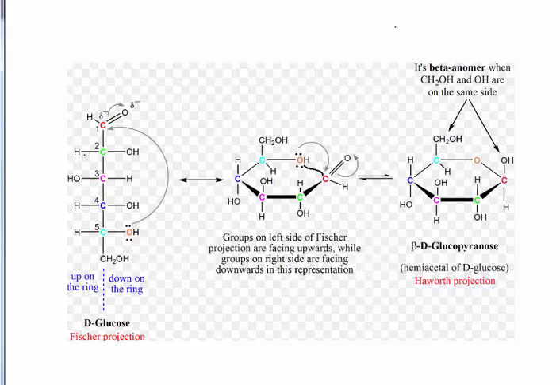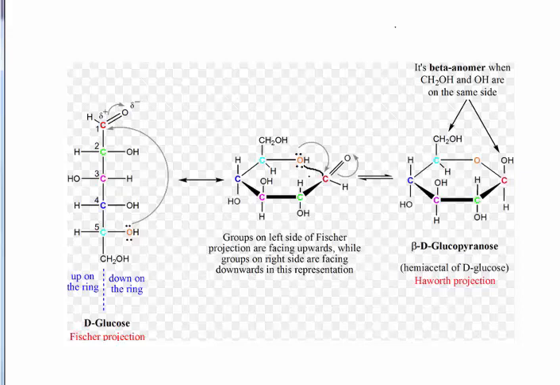So C2 has hydrogen on the left. Here's C2 in the ring. Hydrogen is above. C3 has hydroxyl on the left-hand side, and in the ring, hydroxyl is above. C4 has hydrogen on the left, and in the ring, hydrogen is above. And then C5 is actually our exception, because C6 is what's going to be above the ring.